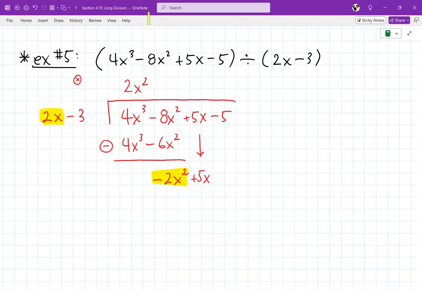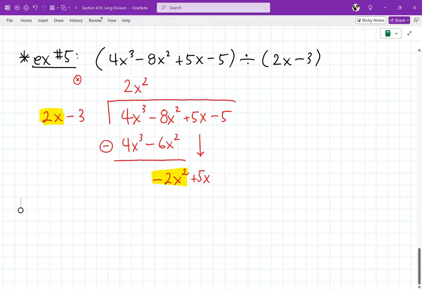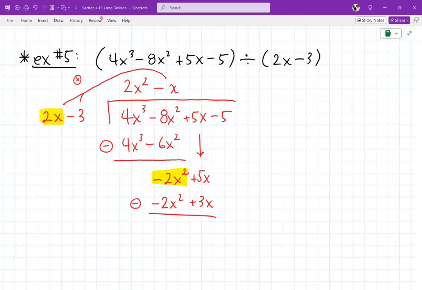So 2x times what is negative 2x squared? What do I multiply 2x to make it look like negative 2x squared? A negative what? X. Yeah, just a negative x. We're going to multiply that times both of these things. That gives me negative 2x squared, and negative x times a negative 3 is a positive 3x, and I subtract. The first terms are going to cancel. Negative 2x squared minus a negative 2x squared, that's 0. 5x minus 3x, 2x. Minus 5 has to drop.